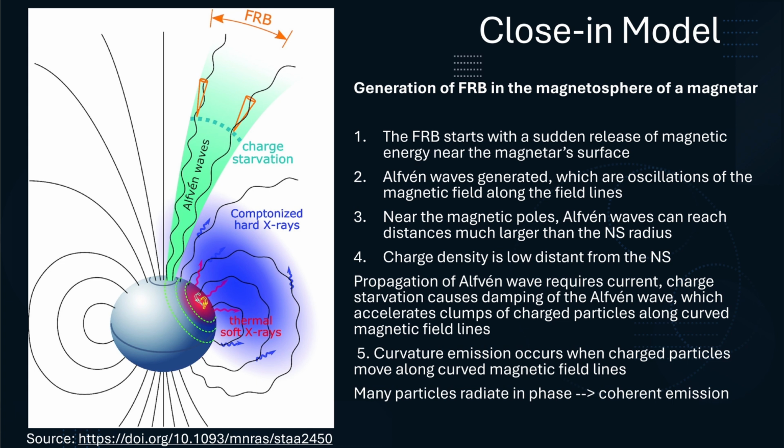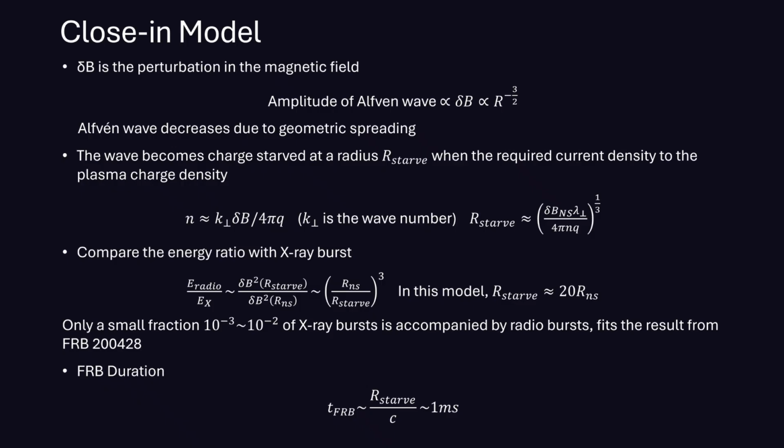the equator. Such geometry will cause the Alfvén wave to reach farther near the poles, several times the radius of the neutron star. Besides, the charge density goes lower farther from the surface of the neutron star, and this will result in charge starvation because the propagation of the Alfvén wave requires charge density. Then, the damping of the Alfvén wave will form an electric field along the magnetic field line. When a clump of charges is driven by the electric field along the magnetic field line, a coherent curvature emission will occur. On this page, I supplement some explanations about the close-in model.